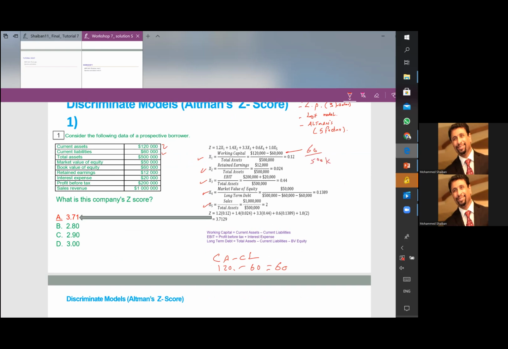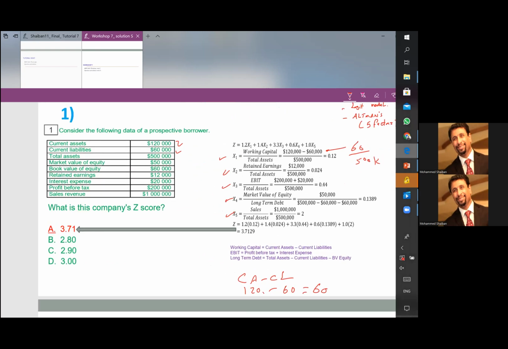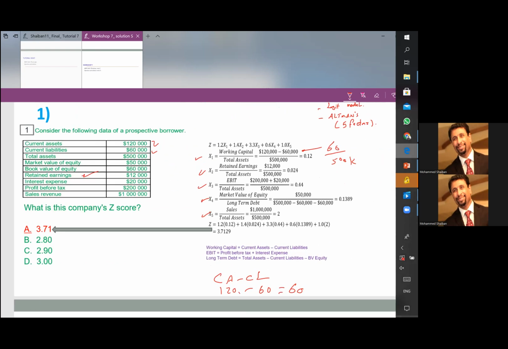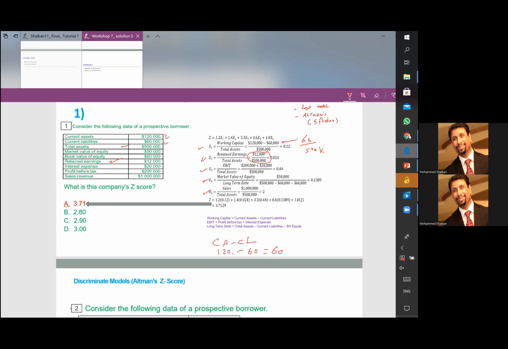Okay, now X2, they say retained earnings. Do we have retained earnings here? Yes, retained earnings are ready, 112,000, and the total assets 500,000, which we already know. Total assets is here. So I have no problem with this. It looks straightforward, so I calculate it. Number 3 is the EBIT. Maybe this one has some things that we have to consider.